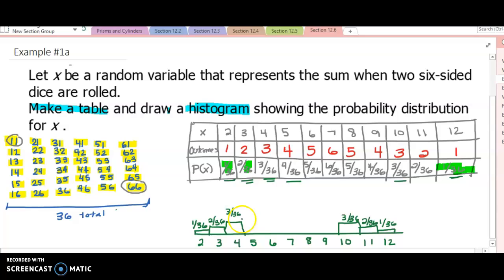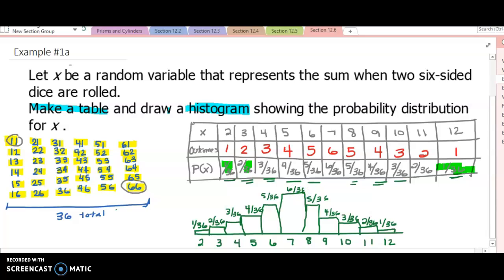4 out of 36 to sum to 5. And also a 4 out of 36 to sum to 9. 5 out of 36 to sum to 6. And a 5 out of 36 to sum to 8. And hopefully your guys' looks a little better than mine. 6 out of 36 to sum to 7. So it looks something like this.